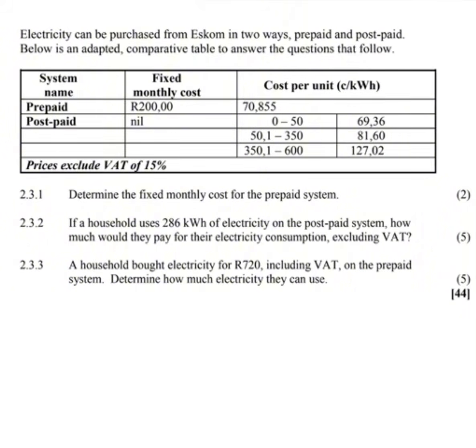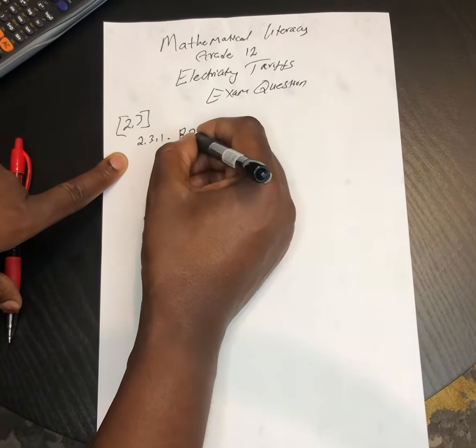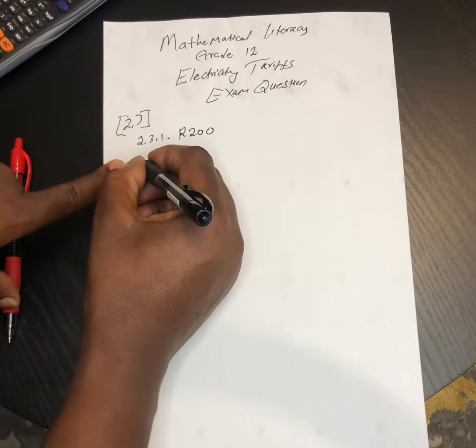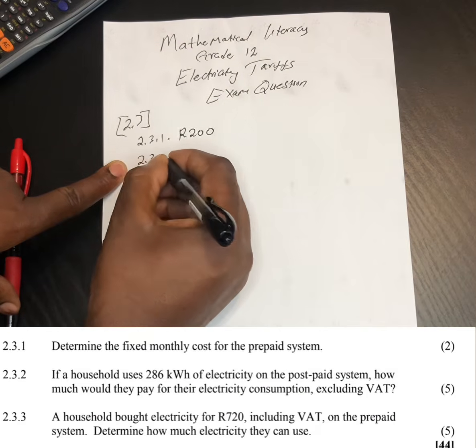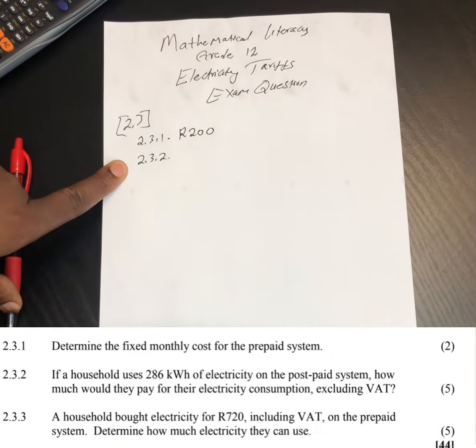Then the first question, 2.3.1, says determine the fixed monthly cost for the prepaid system. We said this one is 200 rands. Then 2.3.2 says, if a household uses 286 kilowatt hours of electricity on the postpaid system, how much will they pay for their electricity consumption, excluding VAT?